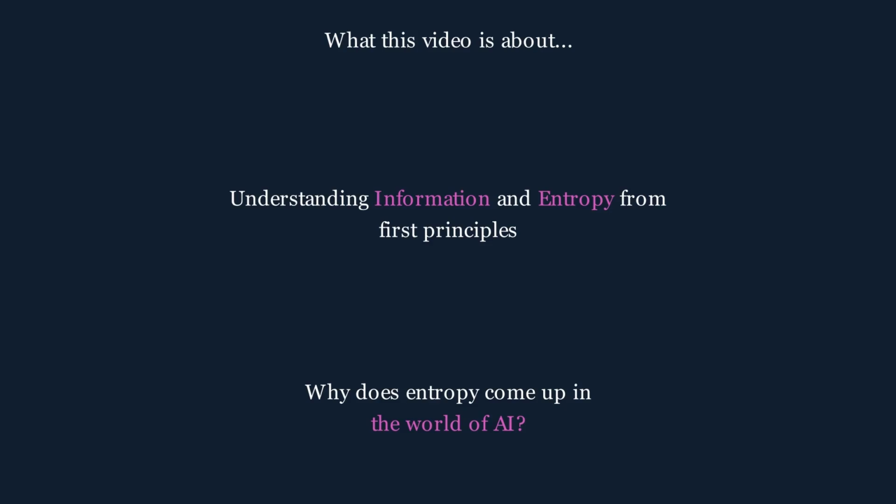But if you stick around till the end, you'll probably be able to figure out on your own why entropy is used so widely in the world of AI. So let's get started. Imagine someone pulls out a playing card in front of you, but they don't tell you what it is. Then they tell you it is a red card. So you get some information about the card, but not a lot since half the deck is red.